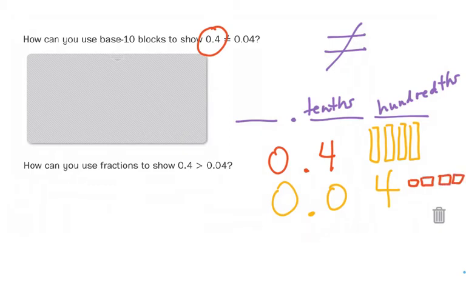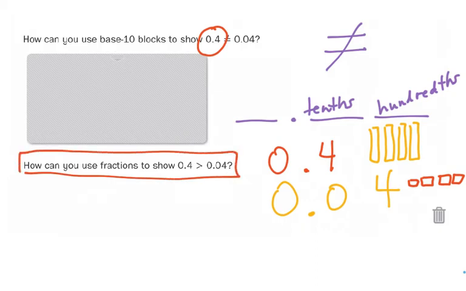So how do you use fractions then to show that 4 tenths is more than or greater than 4 hundredths? Well, 4 tenths is greater than 4 hundredths. So place value is very important when placing a number. All right, how about this one? 14 hundredths is less than 4 tenths.